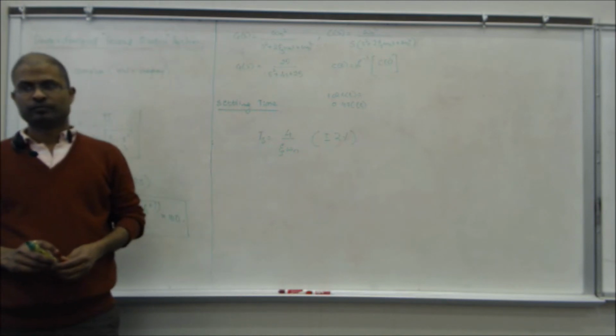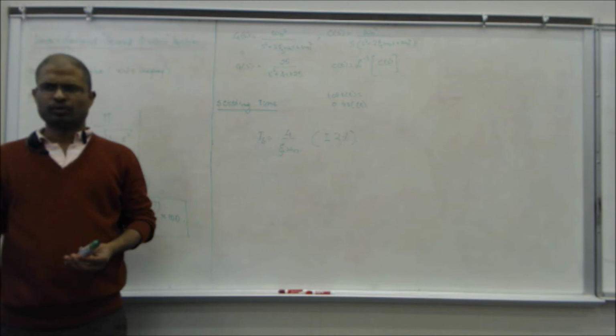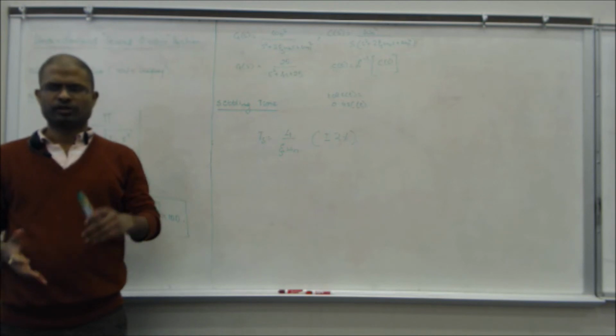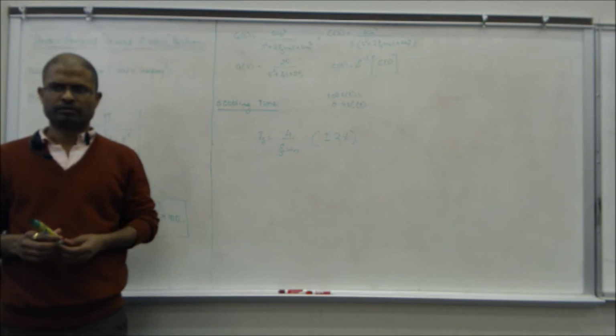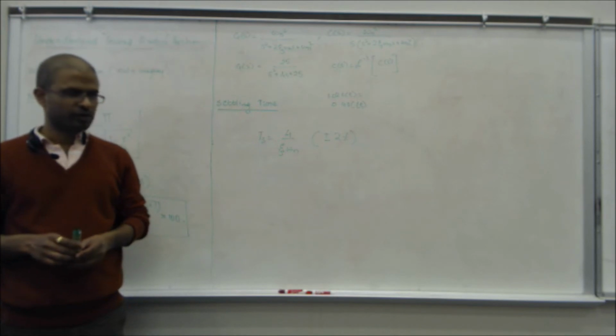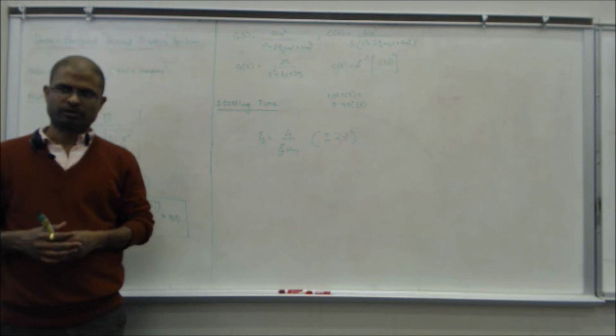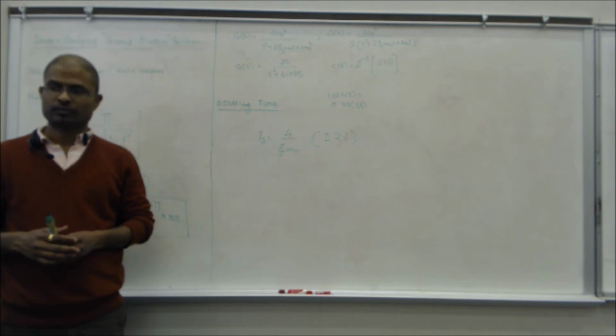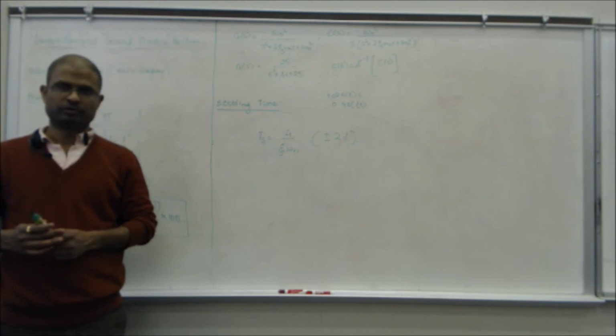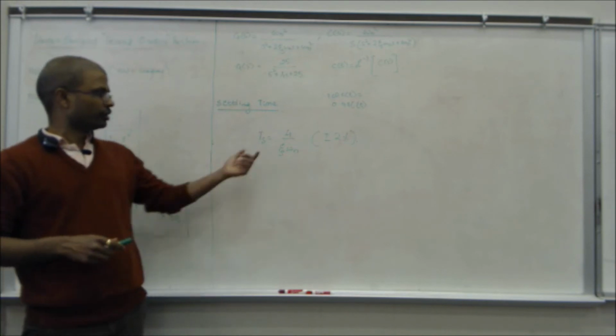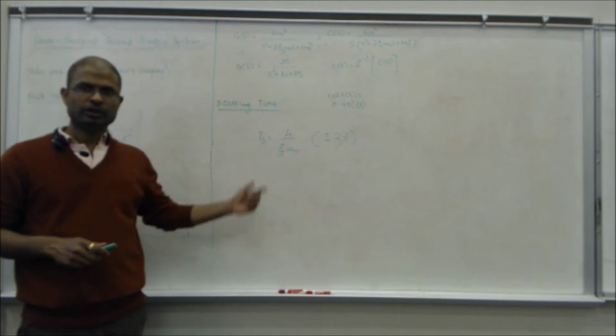Most cases it's 2% or 5%. 2% is actually pretty stringent for settling time requirements. Unless you're looking for very precise systems, you are talking about 5%, sometimes 10%. Right, 5%, yeah. So this will change a little bit in that case, okay.